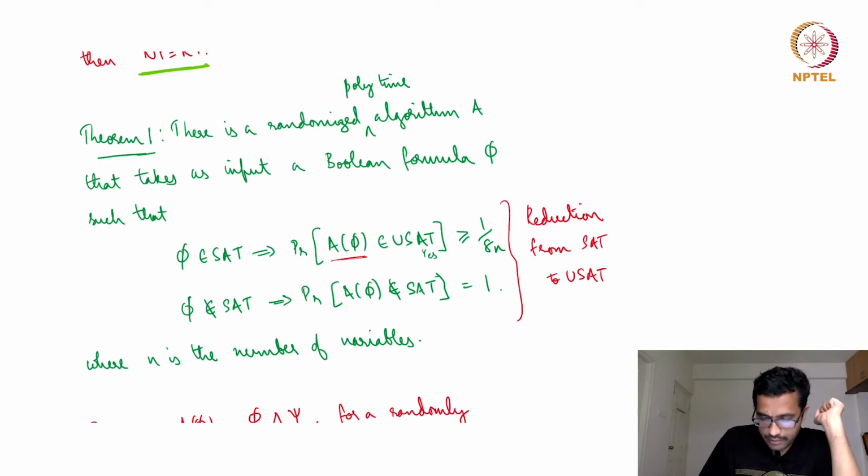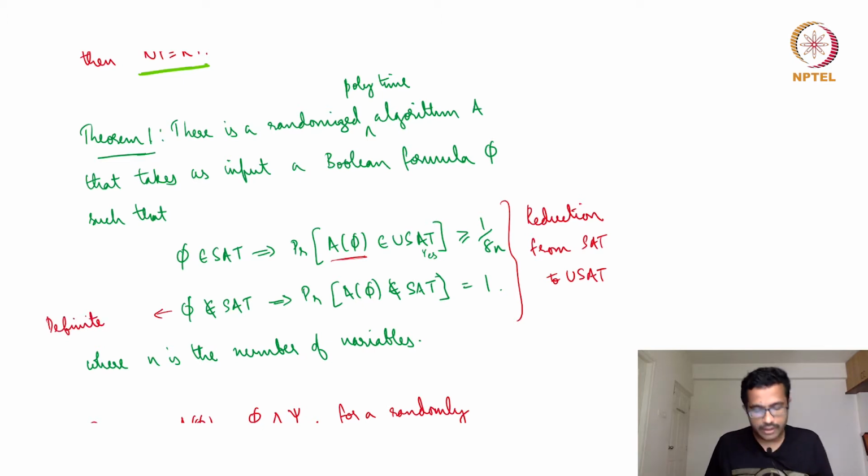And with some probability: if phi is satisfiable, then the probability that A phi, which is the output of the randomized algorithm and is another Boolean formula, has a unique satisfying assignment is at least 1 divided by 8n. And if phi is not satisfiable, then A phi is not satisfiable with probability 1. So the second clause is definite, this is for sure.